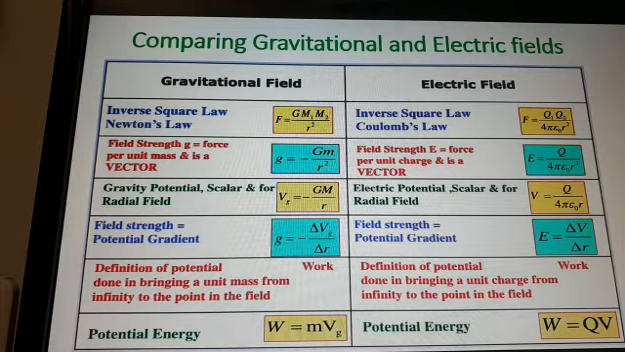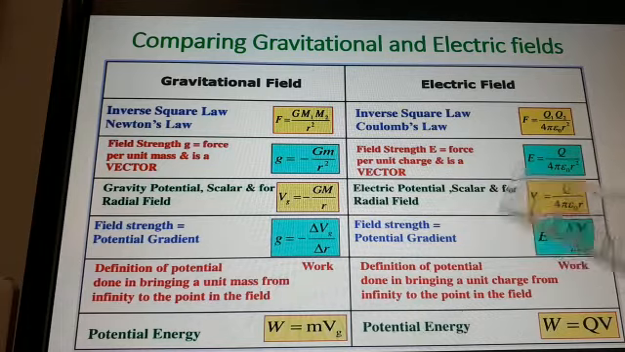Here also we have to say inverse square law. For the electric field, the force between 2 points is directly proportional to the product of their charges and inversely proportional to the square of the distance. Instead of 1 by 4 pi epsilon 0, we write K. In Coulomb's law, we write F equals K Q1 Q2 by R squared. And next one is field strength. Gravitational field strength is force per unit mass. Electric field strength is force per unit charge.